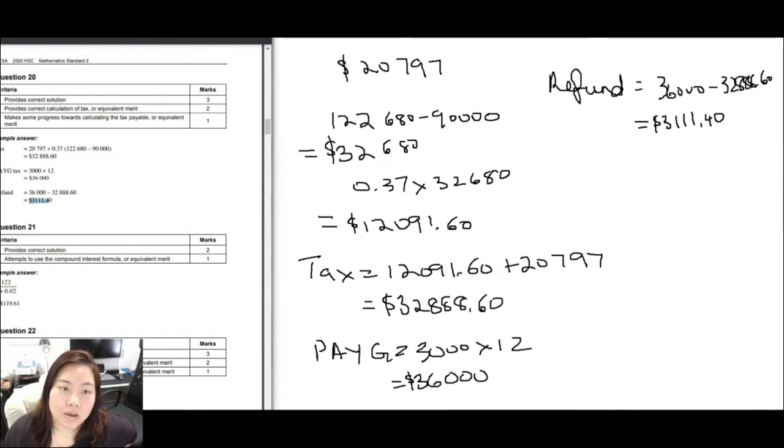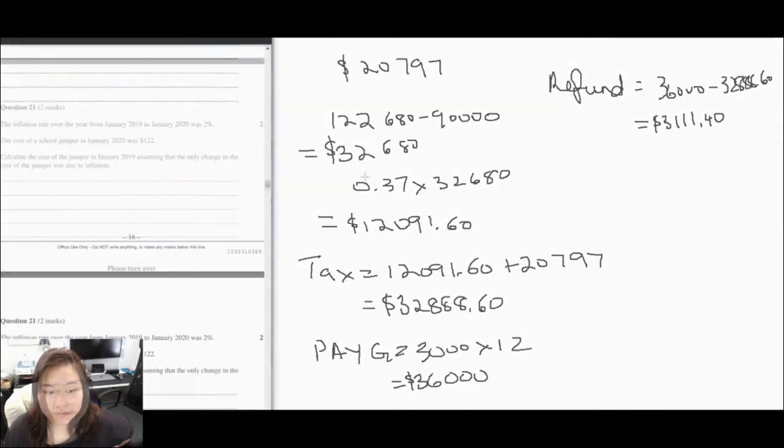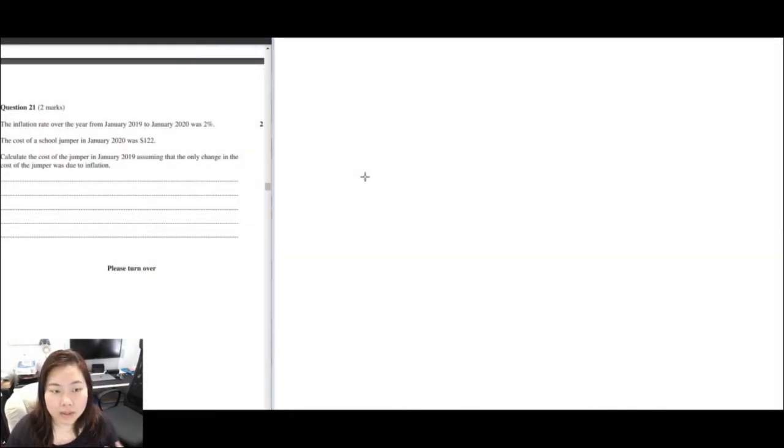Let's see. Question 20. Awesome. Question 21. The inflation rate over the year from January 2019 to 2020 was 2%. The cost of a school jumper in 2020 is $122. Calculate what it was last year with the 2% increase.